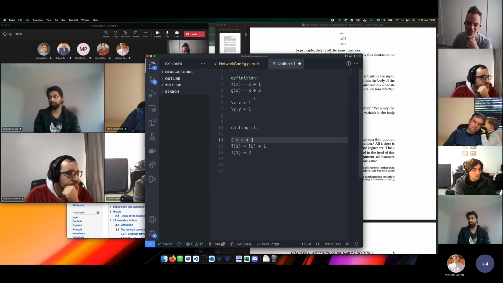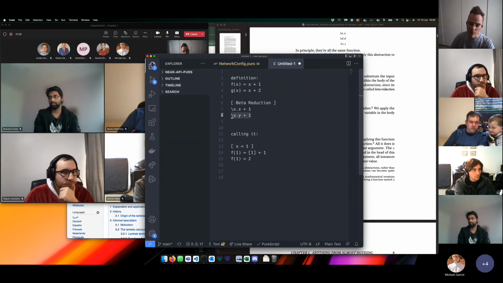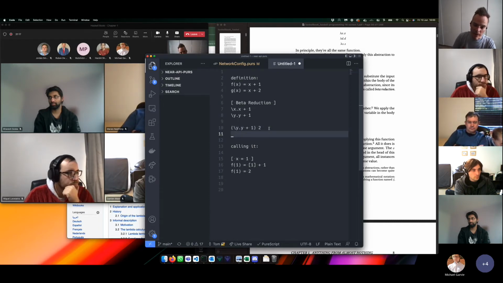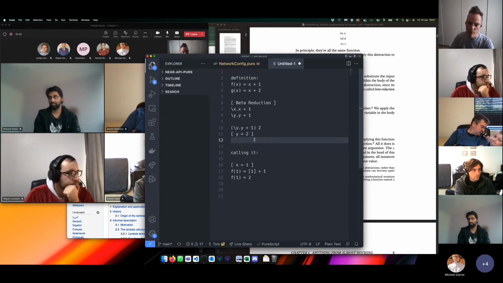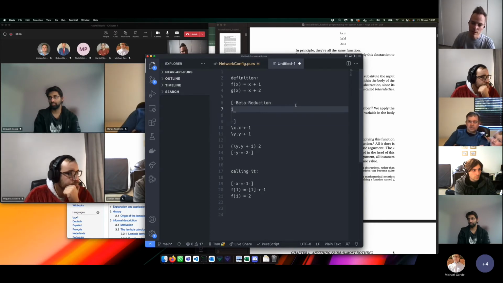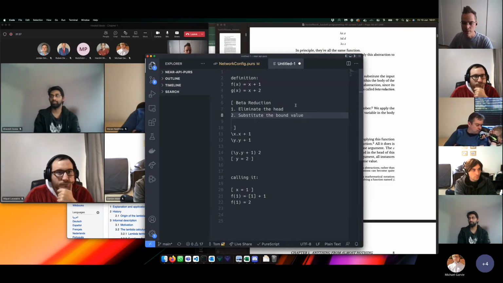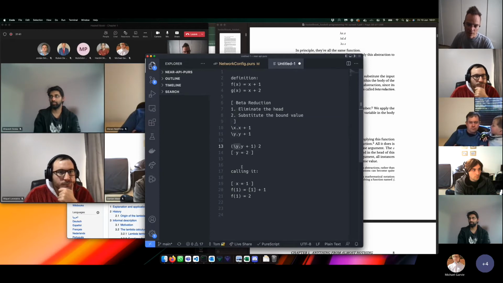We do this thing, right? So there's just this fancy word called beta reduction, which is to say, if I took a function like this one, let's take this cool y function, and I applied 2 to it, that is saying in the next line, I think I would say here, y equals 2, and okay, well, can we reduce it? So the first step we do in beta reduction is, number 1, eliminate the head, and number 2, substitute the value, the bound value, right? So eliminate the head means kill everything on the left of the dot.